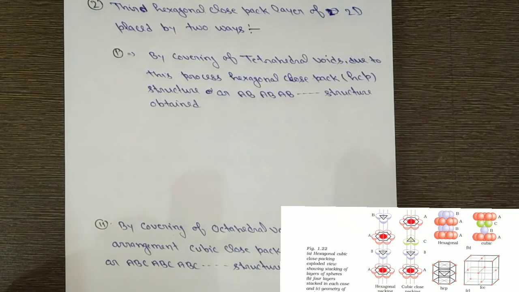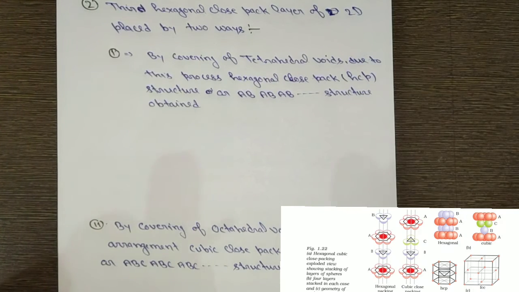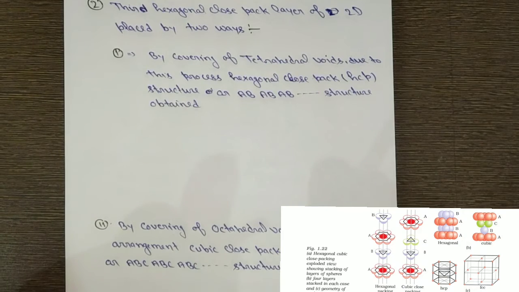First, when the third layer is placed by covering the tetrahedral voids, due to this process, the hexagonal close packing structure, or AB type of structure, is obtained. Why is the AB type of structure obtained? Because the third layer is just above the first layer. That means the third layer is arranged in such a manner that it appears just above the first layer. Due to this, the crystal gives the 2 appearance, that is called the AB type of appearance.